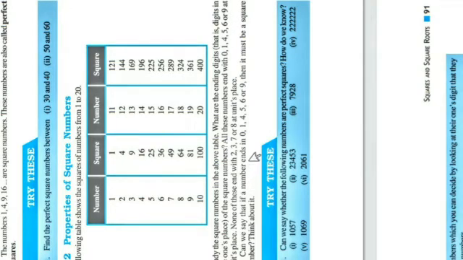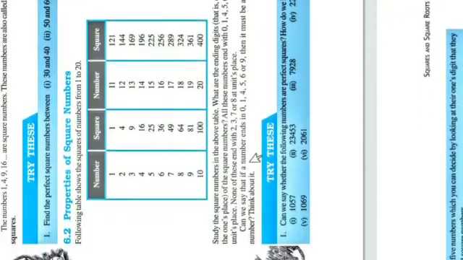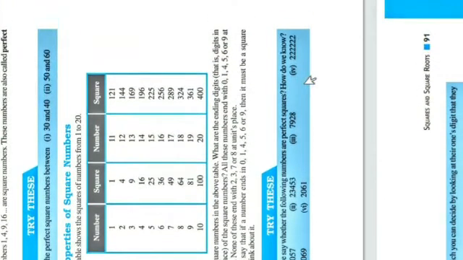Can we say that if a number ends with 0, 1, 4, 5, 6 or 9, then it must be a square number? So yes, we can say that a number which is ending with 0, 1, 4, 5, 6 or 9 is a square number. Now question number 1 here: can we say whether the following numbers are perfect squares? How do we know?